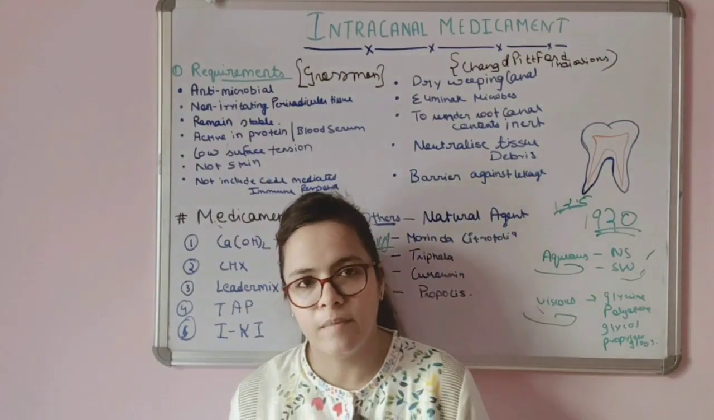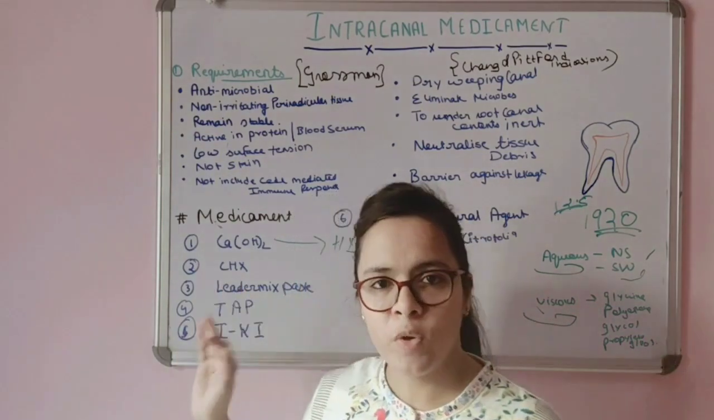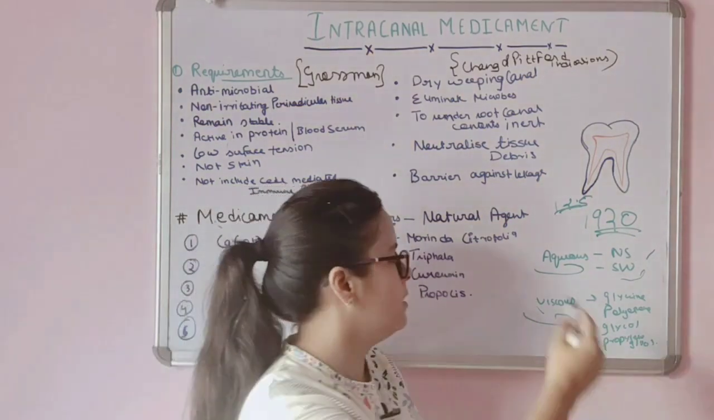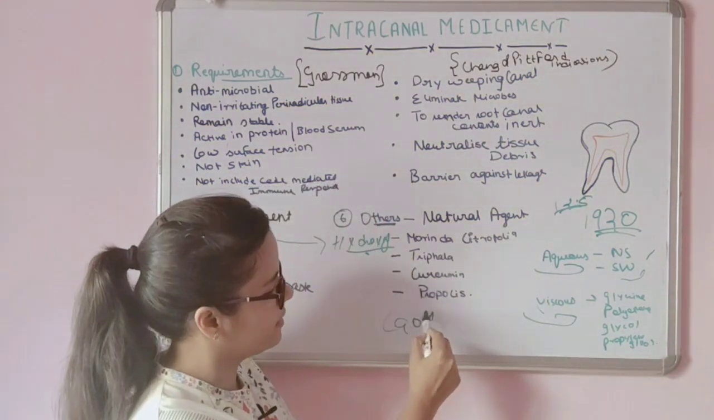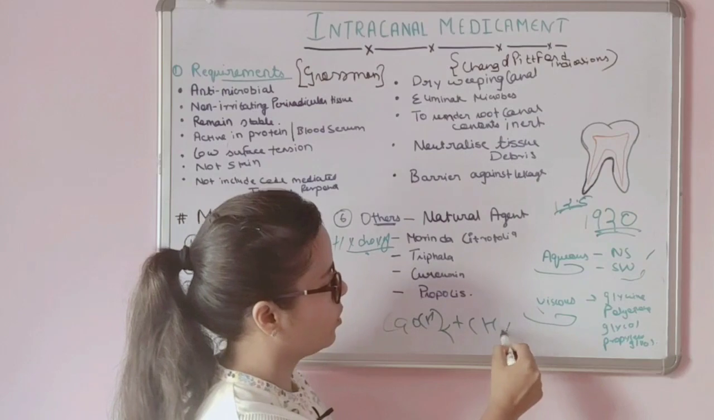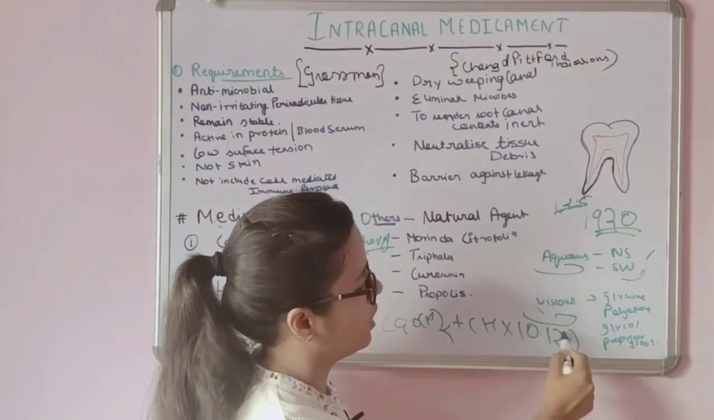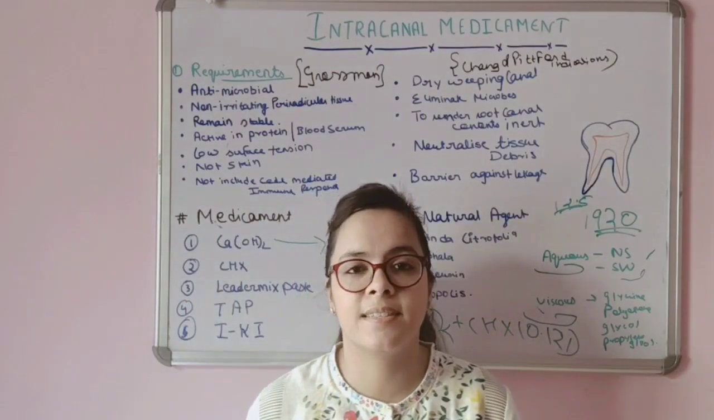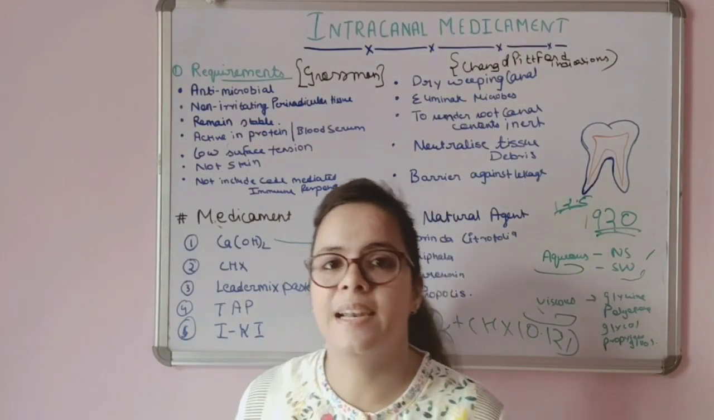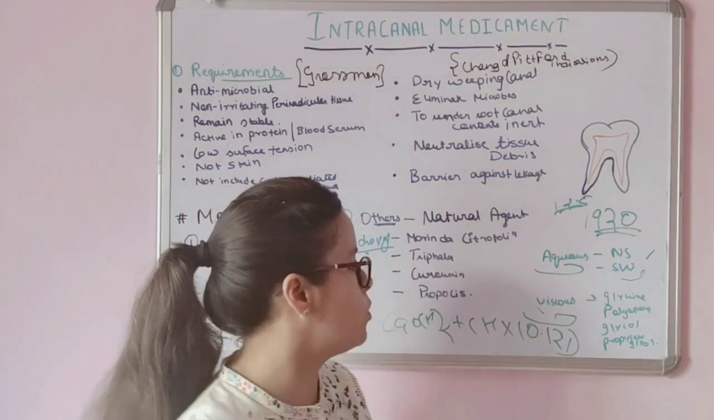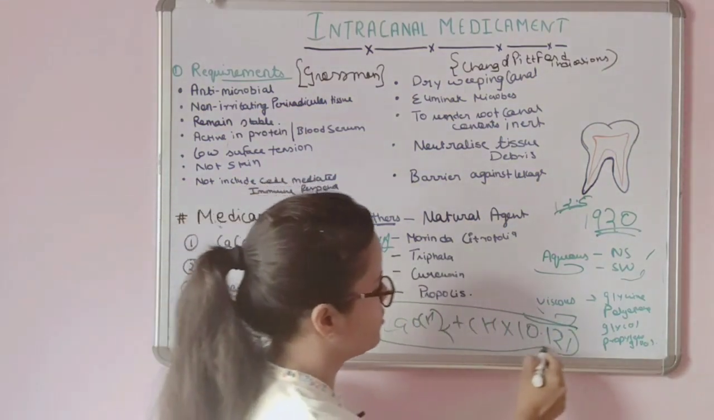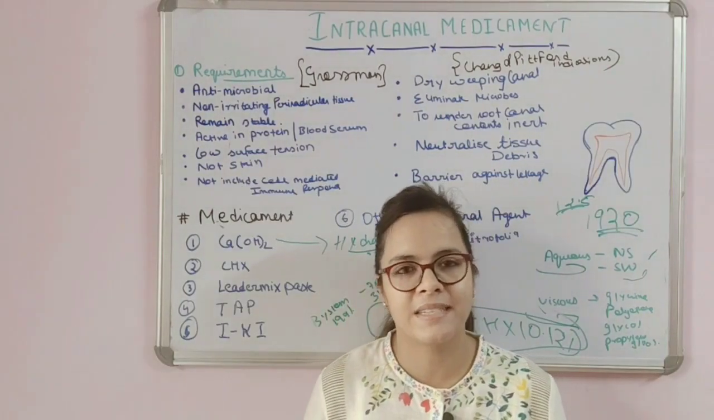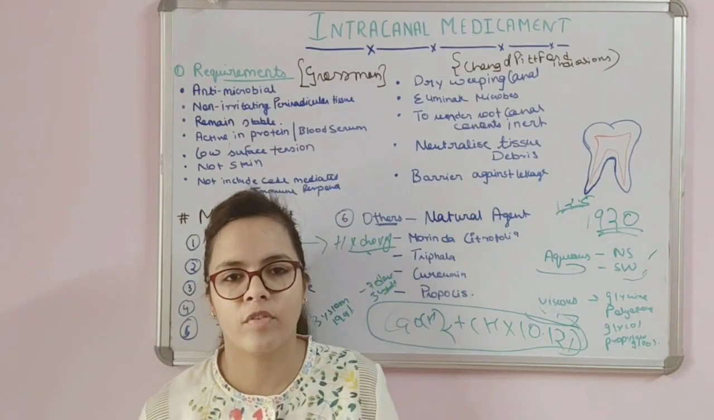You might not know that when you are using calcium hydroxide as an intracanal medicament, if you add chlorhexidine 0.12% to this calcium hydroxide, it has an excellent antimicrobial property. So this combination has been shown to be very effective in the literature. As there are pros and cons, both are there for a material.